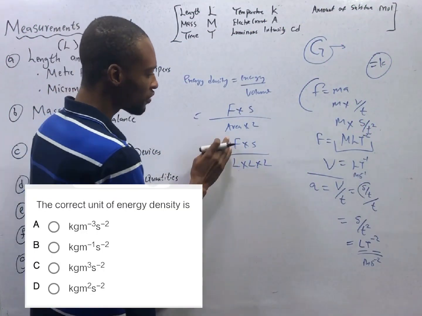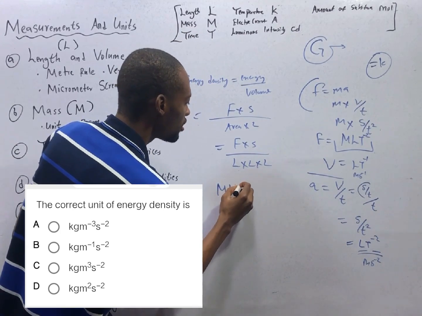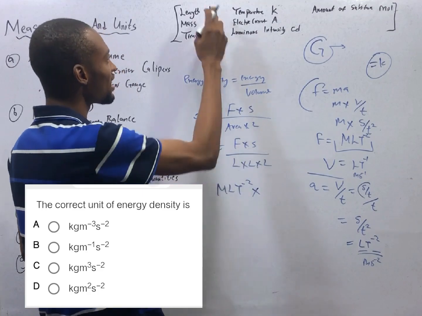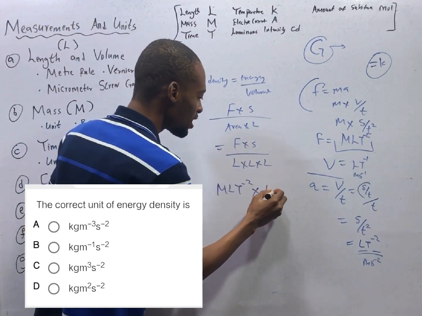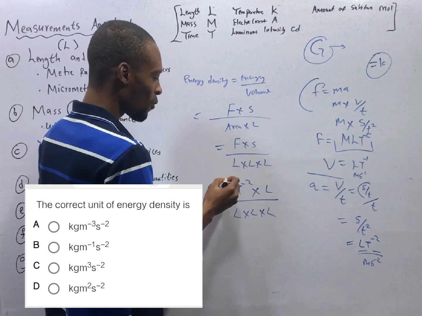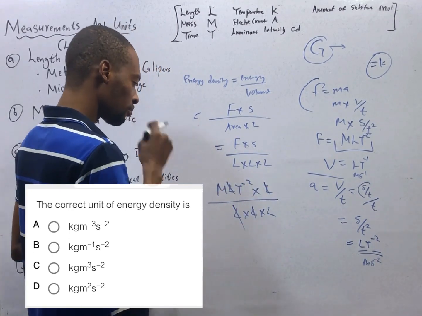From here, we know that force is M L T raised to the power of minus 2. Distance is the same thing as length. So the unit of distance is L over L times L times L. One L cancels one L here. Another L cancels another L.